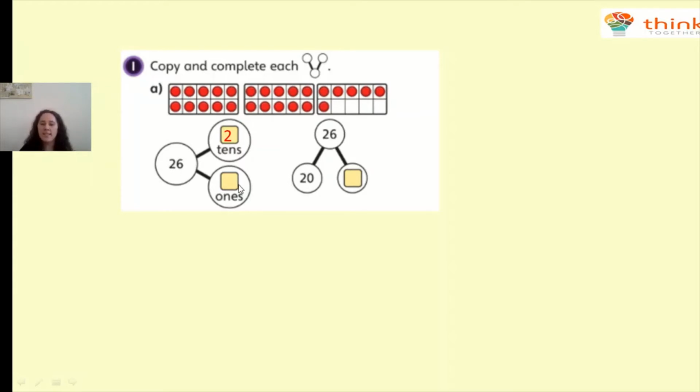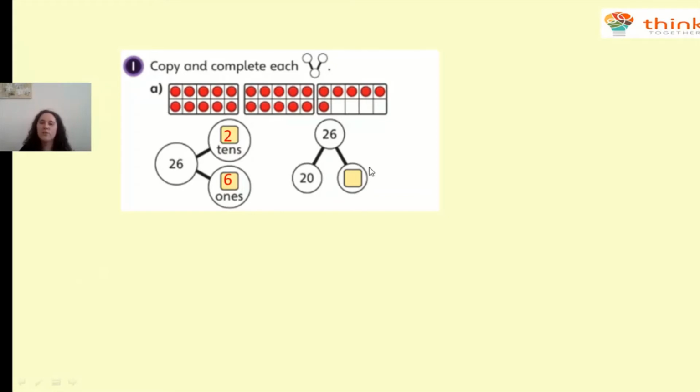Now, let's think about how many ones are there in 26. Do you think you could tell the person you're with how many there are? Fantastic, there's 6. And we could have seen that either by the last digit or by the 6 counters here that have not filled up the tens frame. So there are 6 ones.